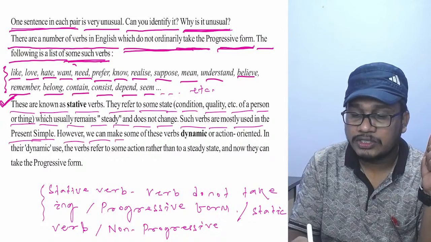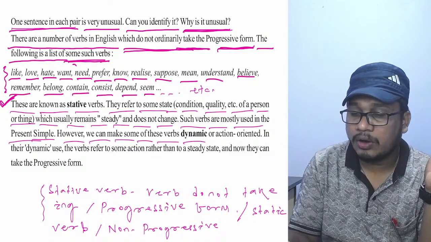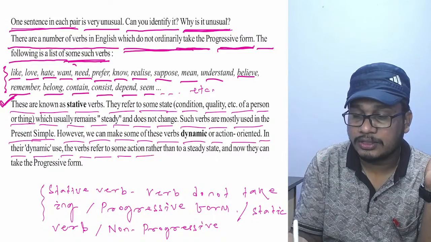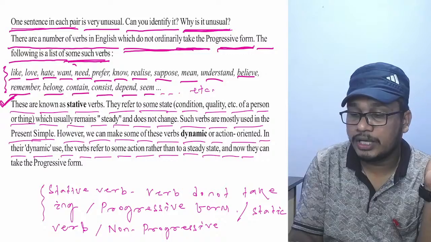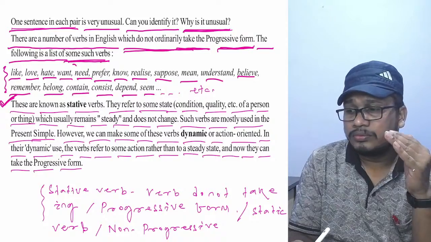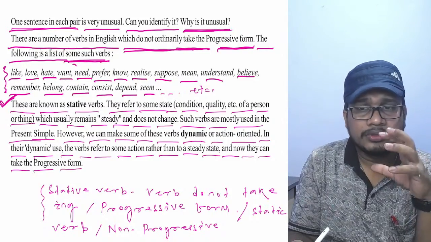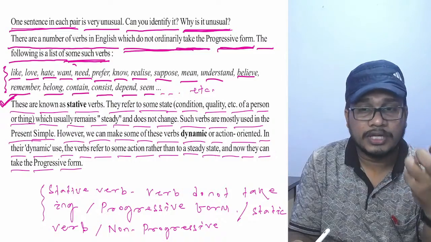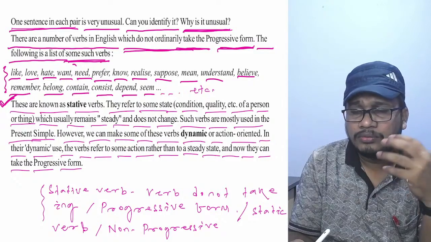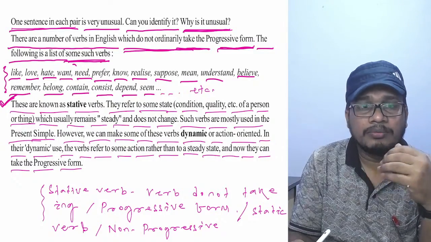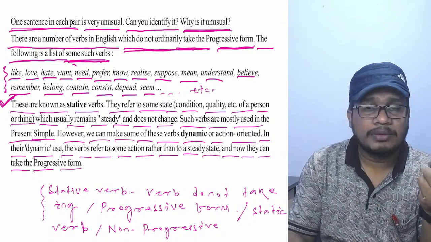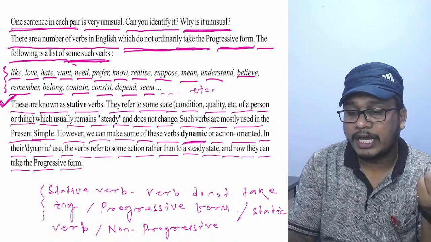However, we can make some of these verbs dynamic or action oriented. In their dynamic use, the verbs refer to some action rather than to a steady state, and they can take progressive form. So they are usually used in present simple tense. They usually show the state, the condition, the quality, but we can make them action oriented. In some cases we can make them progressive, and when we make them progressive they become dynamic or action oriented.